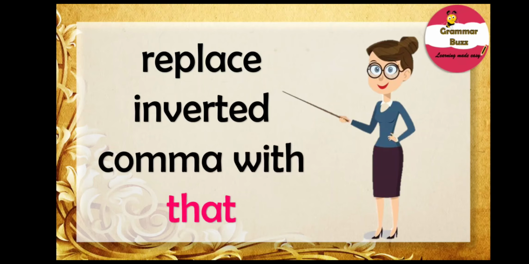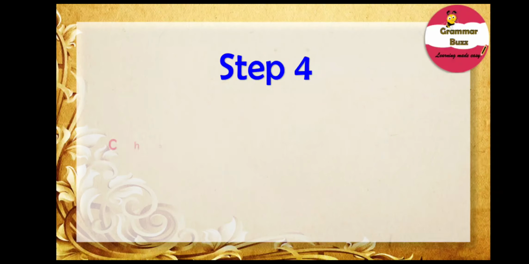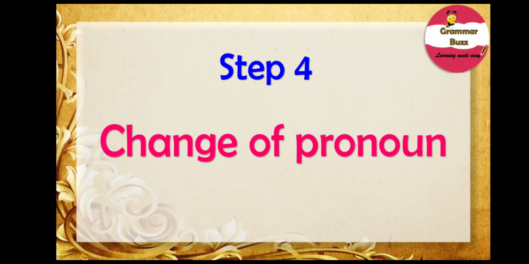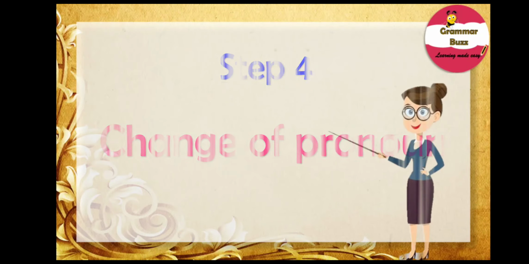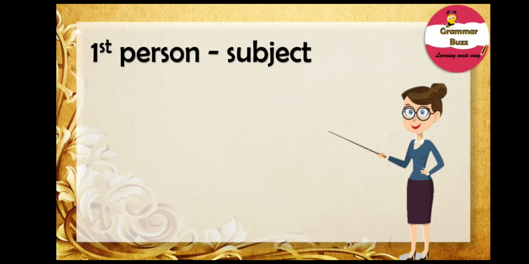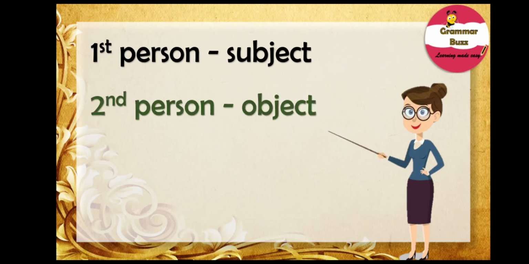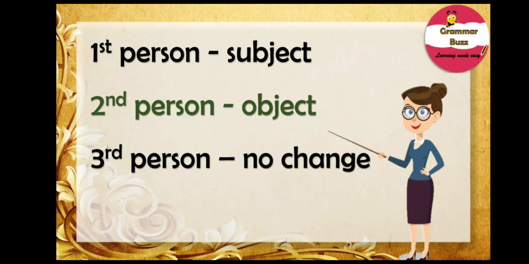And our fourth step is change of pronoun. Pronouns that were identified in direct speech will be converted in indirect speech as follows. First person is decided as per subject. Second person is decided as per object. Third person remains unchanged. We can remember this change easily with the help of the acronym S.O.N, also called SUN.